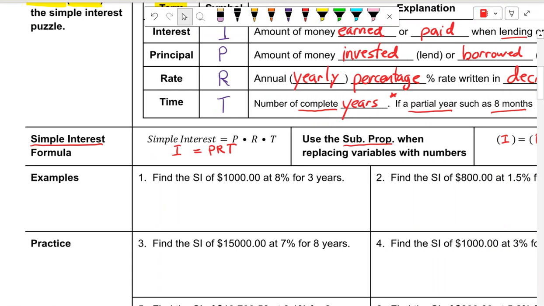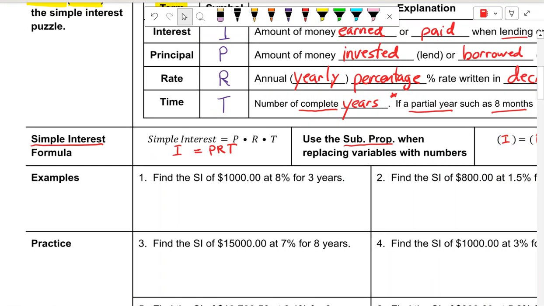Now, we have two examples here before you're going to pause the video and try the practice ones out. So let's take a look at example number 1. SI, that just means simple interest. So find the simple interest of $1,000 at 8% for 3 years. Now, this $1,000 is your principal. It's the money you're starting with. The percent sign is a dead giveaway. It's the R. And the 3 years is T, and it's already in complete years, so that's good.